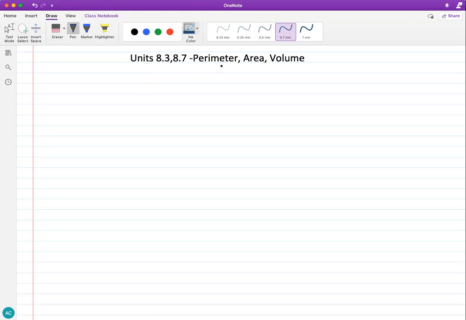So we're going to talk about perimeter, area, and volume of some shapes like rectangles, triangles, maybe some spheres, cylinders. Okay, so we're going to start with some basic shapes like squares and rectangles.